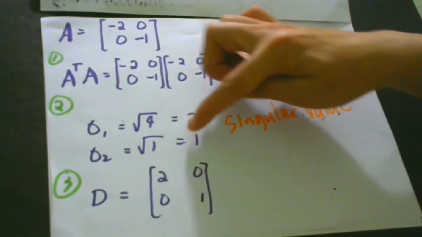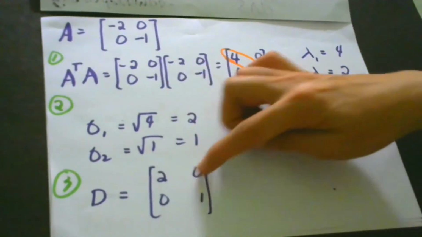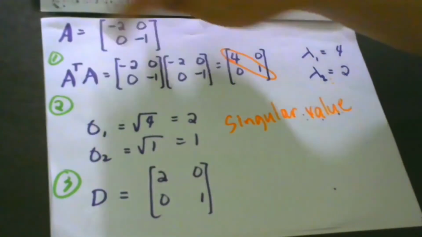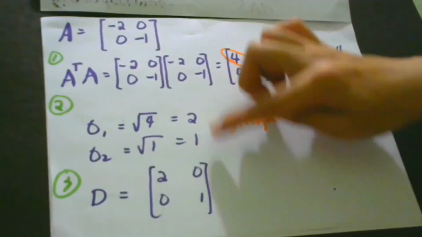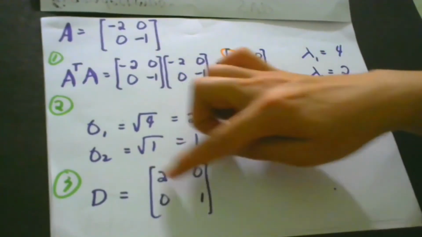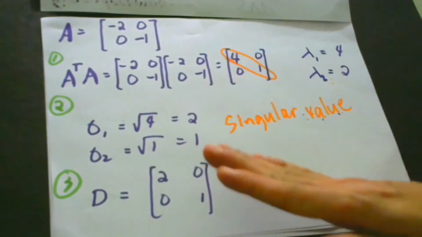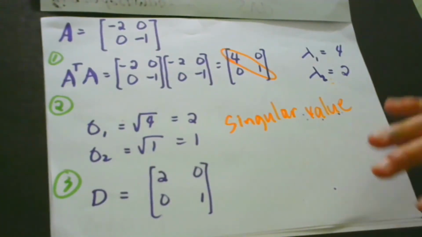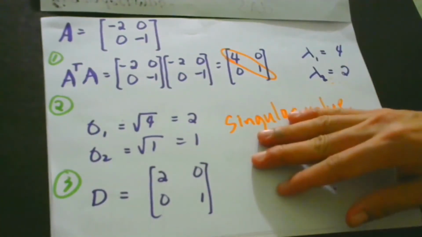So we have 2 columns, 2 rows, just like A. And the singular values, 2 and 1, can be found in the diagonal. Okay, I think that one is made clear. Now, let's go to the fourth step.